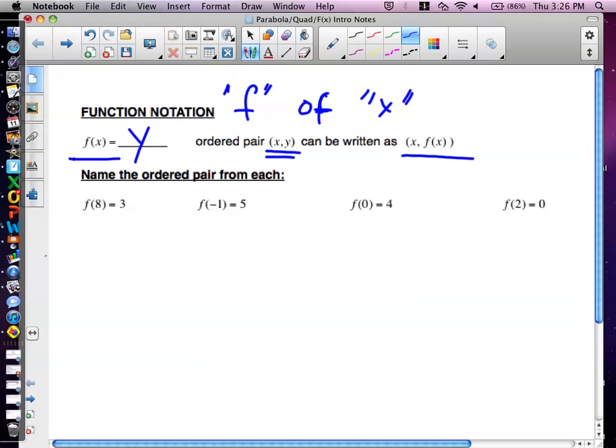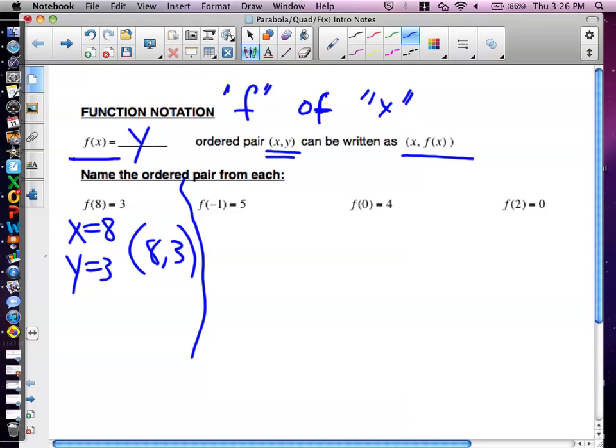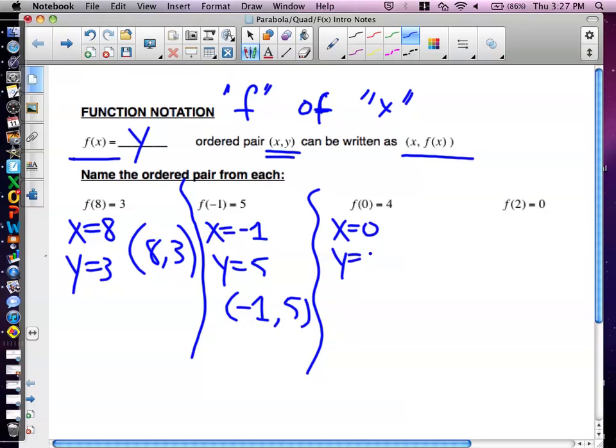So here's some notation, and I just want you to look at each piece and name the ordered pair using only the notation. f of 8 equals 3 implies x is 8 and y is 3, so the ordered pair would be 8, 3. f of negative 1 equals 5, x is negative 1, y is 5, so the ordered pair is negative 1, 5. f of 0 equals 4, x is 0, y is 4, so the ordered pair is 0, 4. And this is also known as the y-intercept.